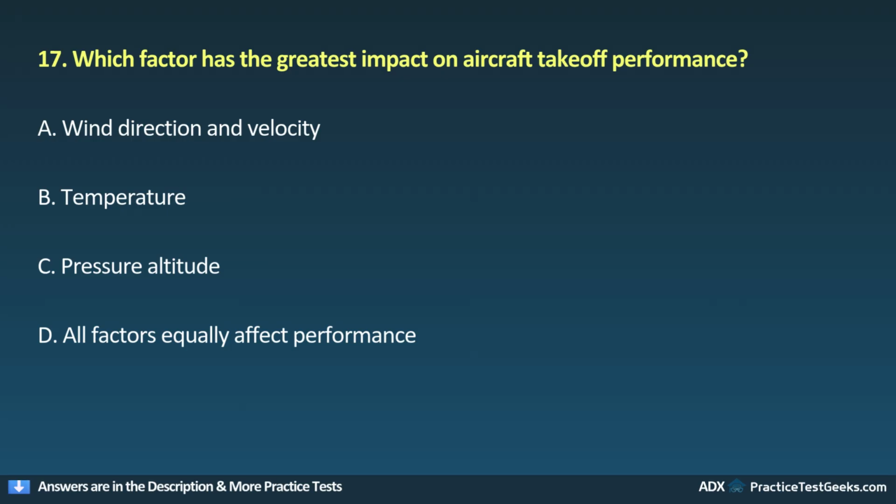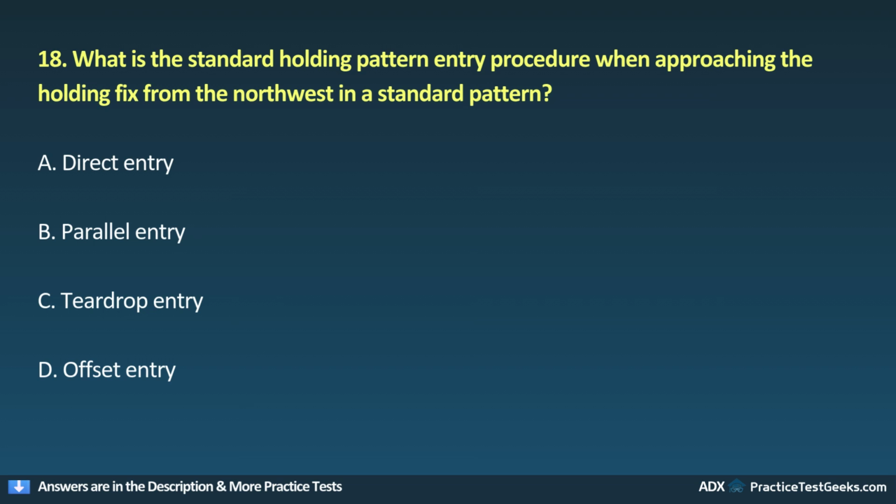17. Which factor has the greatest impact on aircraft takeoff performance? A. Wind direction and velocity. B. Temperature. C. Pressure altitude. D. All factors equally affect performance.